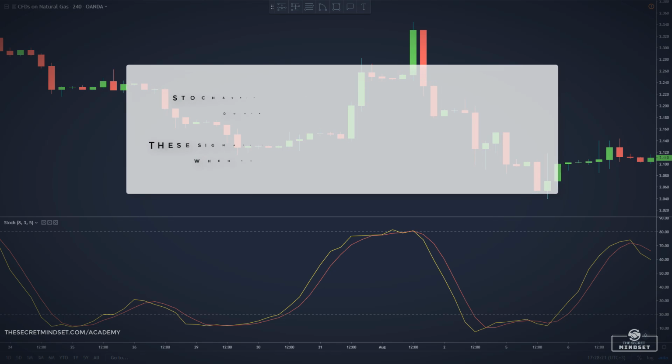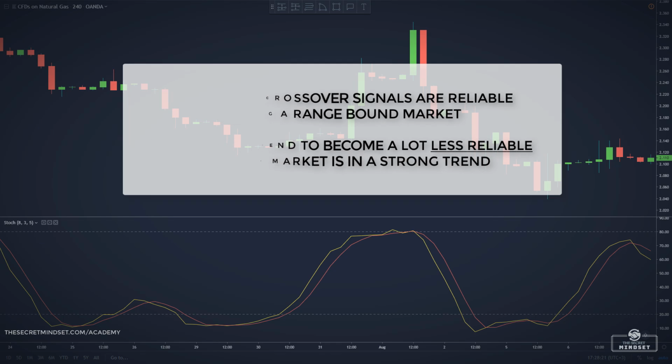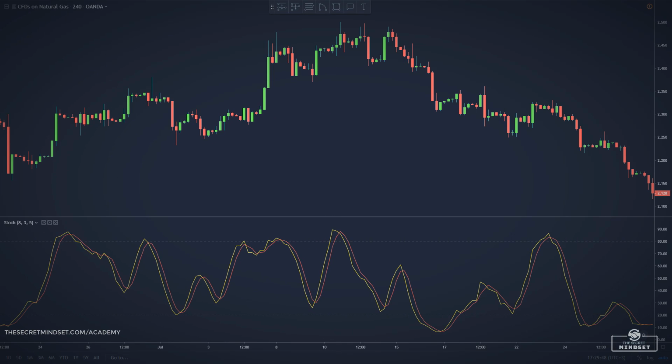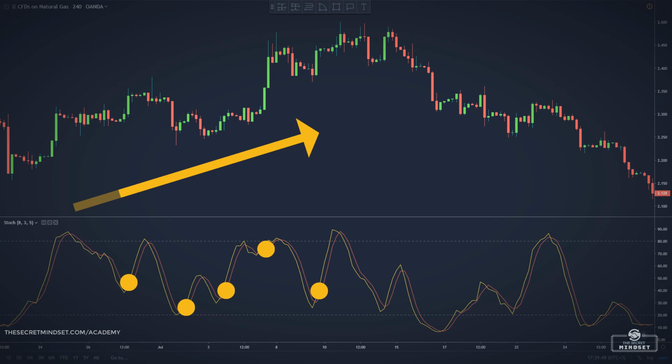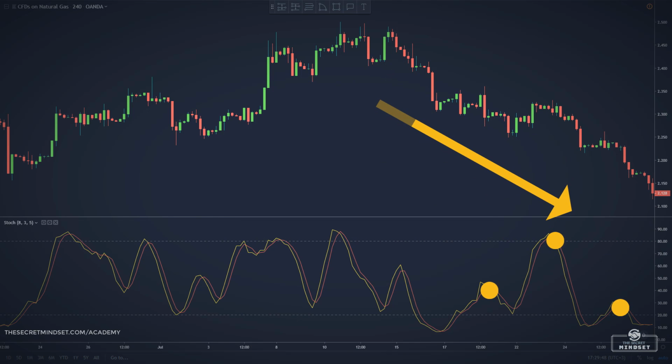Once again, these stochastic oscillator crossover signals are reliable during a range-bound market, but these signals tend to become a lot less reliable when the market is in a strong trend. You can still rely on the stochastic oscillator crossover signals as a trend continuation signal. For example, if the market is in an uptrend, you search only for crossover buy signals on the stochastic oscillator, so you're not interested in shorting the market. You simply want to ride the trend by taking buy crossovers. Similarly, if you see a crossover sell signal during a downtrend, you can also rely on the signal as supporting evidence that the downtrend is likely to continue, ignoring buy opportunities.